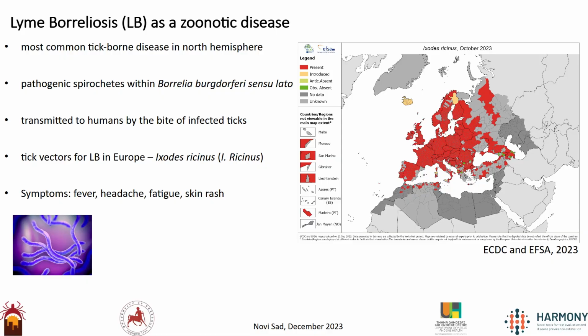I think that the whole audience here is aware of Lyme borreliosis, but as a zoonotic disease it is considered one of the most common tick-borne diseases in the Northern Hemisphere, caused by the pathogenic parasite Borrelia burgdorferi, I hope I say it correctly. The disease is transmitted to humans through the bite of infected ticks. And as we can see, the tick vector for Lyme borreliosis in Europe is Ixodes ricinus.